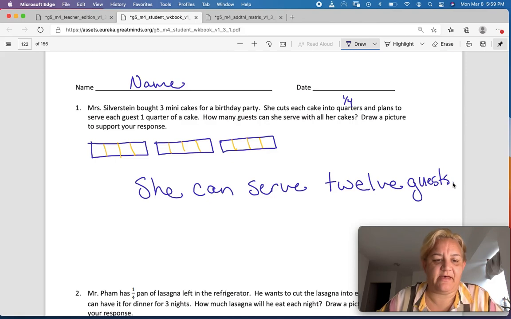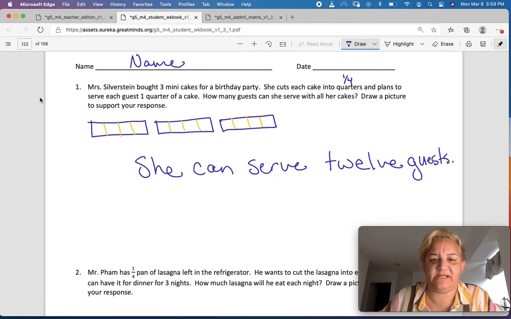Excellent. Just to take it one step further, let's show that with an expression, okay? 3 divided by 1/4. Is that right? Yes. Okay, which would be 12.